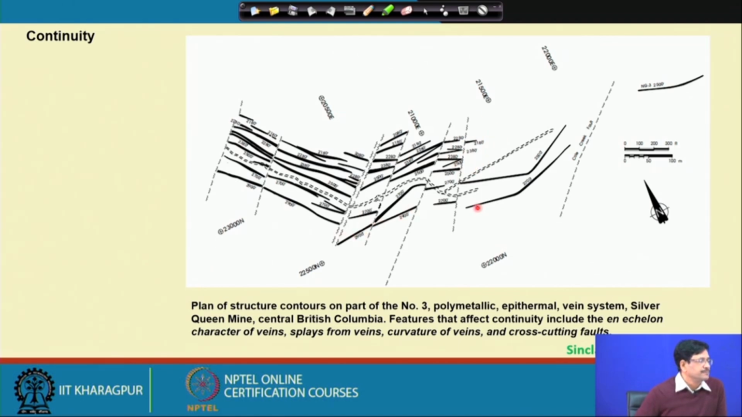So, these are the features that are affecting the continuity. It is not only that; in many situations, for example, in some of the veins there are splays of these veins, and sometimes they form an en echelon pattern. These kinds of features tell us how important it is to work out the subsurface features and the geologic continuity of the ore body for a proper mineral inventory estimation.